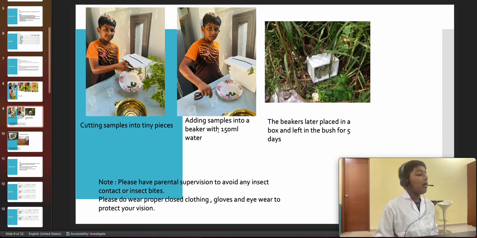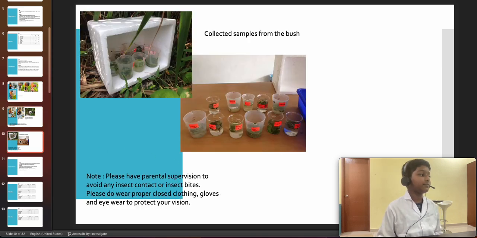Please take my note. Please have parental supervision to avoid any insect contact or insect bites. Please do wear proper clothing, gloves and eyewear to protect your vision. Note, these are the samples collected from the bush.